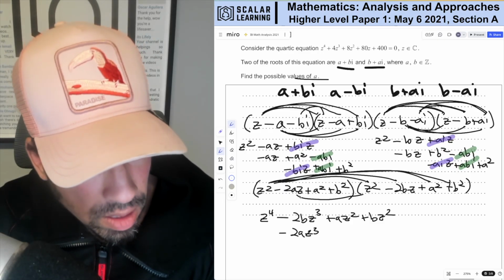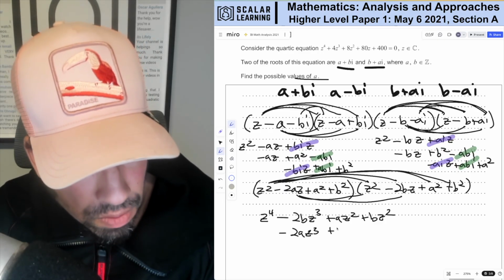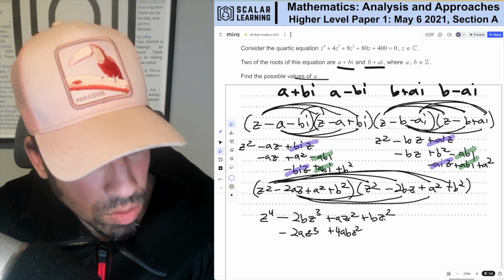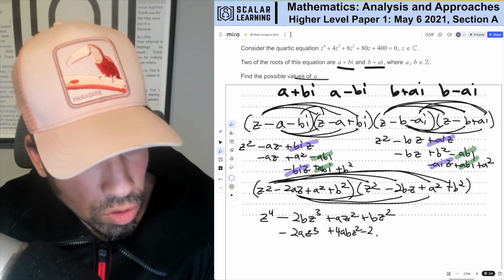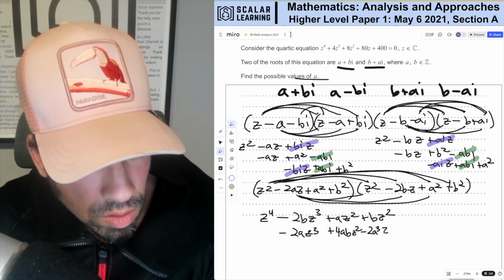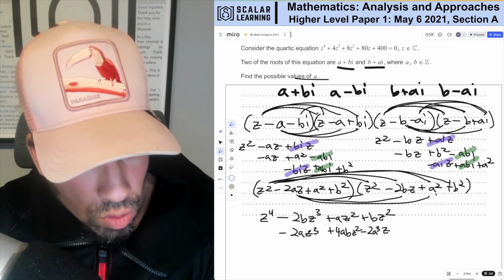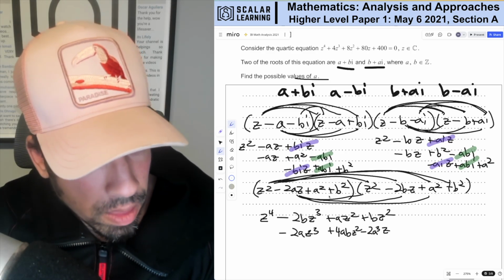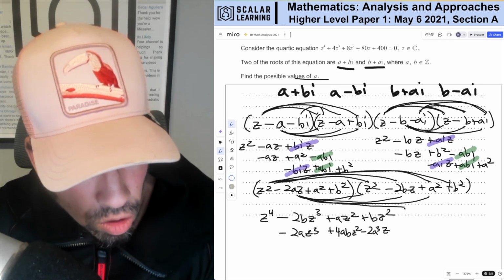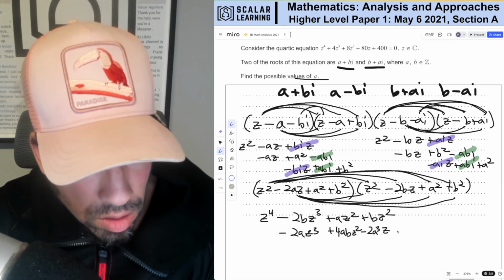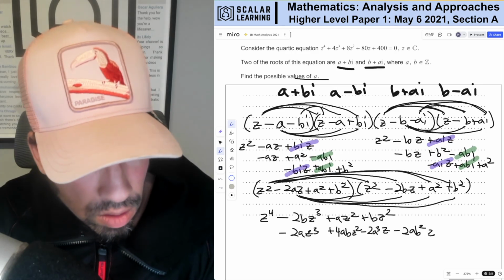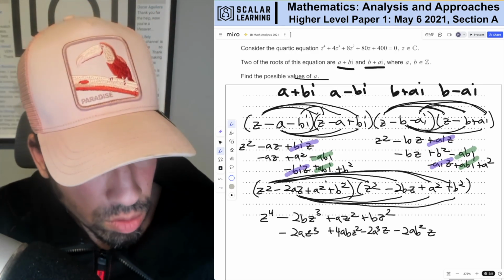Then we've got negative 2 times negative 2 is positive 4abz squared. Then we've got this times this, which is negative 2a cubed z. Hold on, am I doing that right? Negative 2a cubed z, b squared z squared. Yeah, I got that right. But apparently that doesn't match up, but it's all good. And then we have over here minus 2ab squared z.